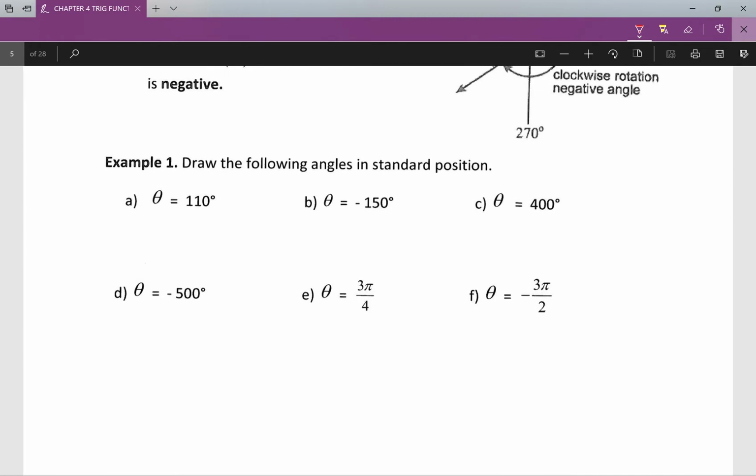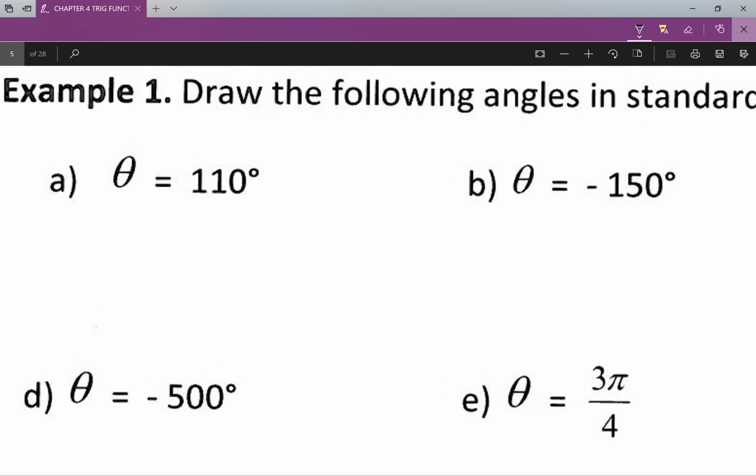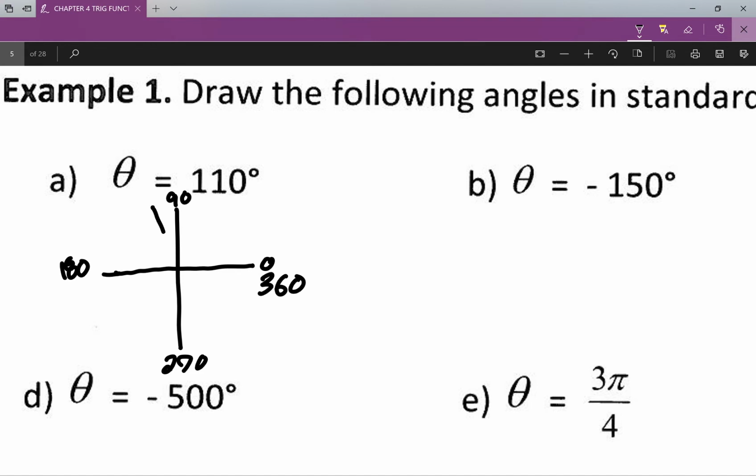Now, example 1. Draw the following angles in their standard position. So let's take a look at this. 110 degrees. If I draw out my coordinate grid right here, again, we go 0, 90, 180, 270, and 360. Well, 110 degrees is just slightly above 90, so we draw it right there. And that gives us theta equals 110 degrees.